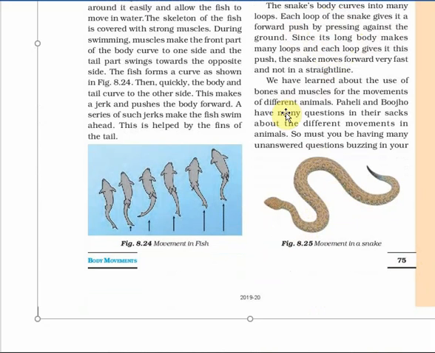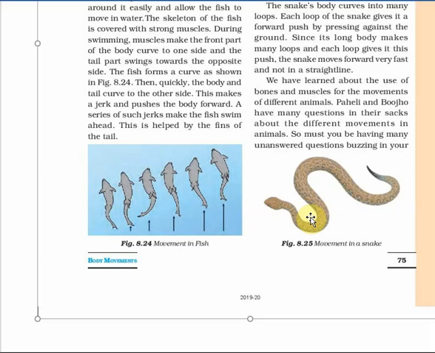You had seen how the snake is moving so fast by the curving movement. Since its long body makes many loops and each loop gives it this push, the snake moves forward very fast and not in a straight line. This is very important. A dog can run straight, but a snake always moves in a curved way only.